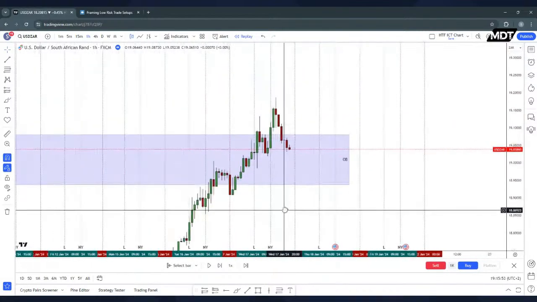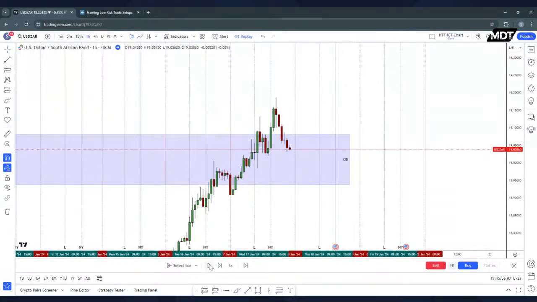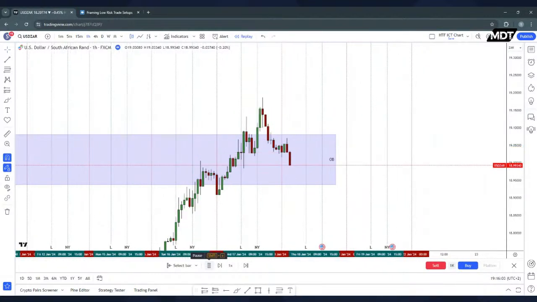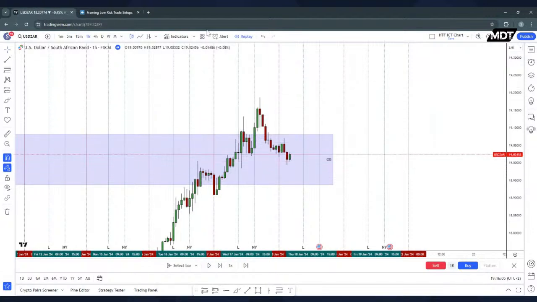TradingView is just very glitchy today, guys. I'm not sure what's going on, but yeah, I'm not fathoming. So I just want to make sure.